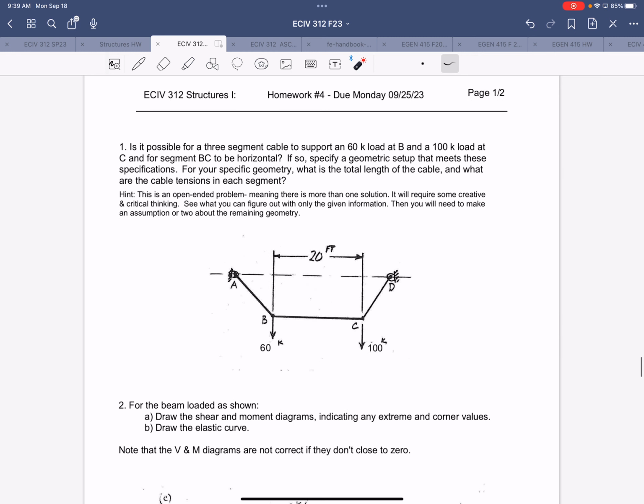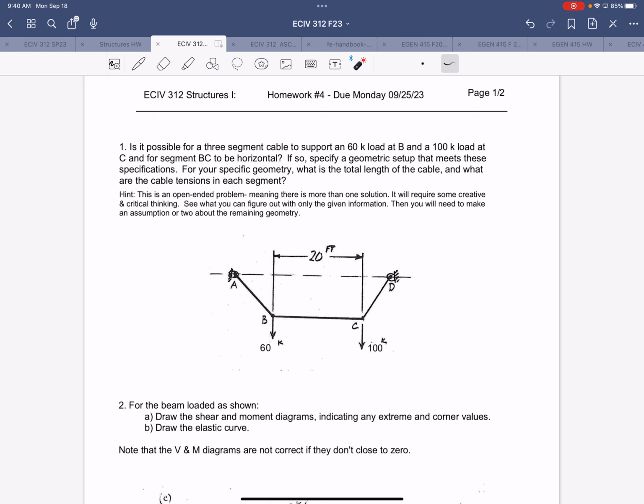So just a few comments on homework 4, which will be due next Monday. First problem is a cable problem, and this is an open-ended cable problem. I did add a hint to it shortly after I first posted this, so if you were one of the first people to download it on Friday, maybe just check to see if it has this hint in there. If not, go get the new version.